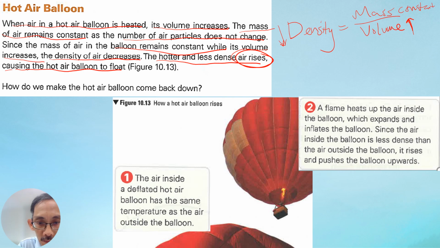But what is more important before I end this slide, right, for this chapter 10.2? Can you see the question here? How do we make the hot air balloon come down? Okay, so you can think in reverse. As for the case of a deflated balloon, how did I make it, due to heat expansion of the air, cause the balloon to rise up?